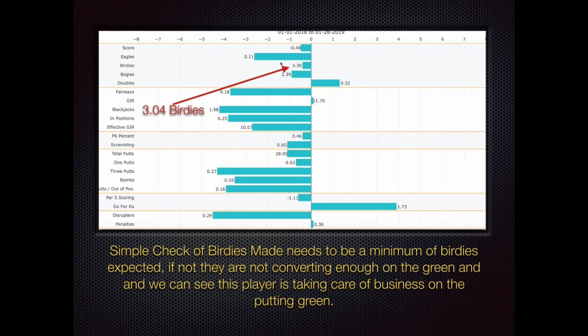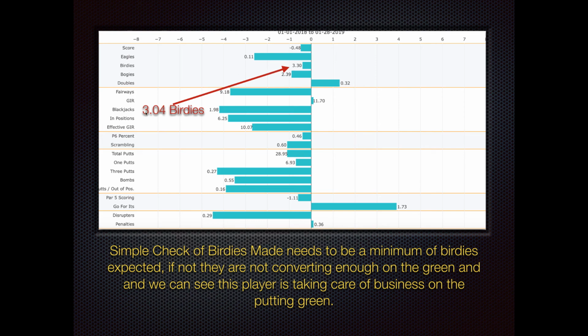So you can see this player is actually scoring a little bit higher because they have some eagles. They might have some chip-ins. They might be making a couple more putts from different zones. So they're making more birdies than we would project. So once again, this player is getting it done on the putting green. As a coach, that's definitely what we want.